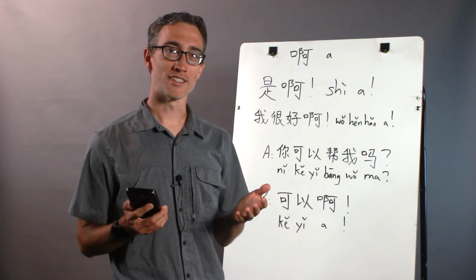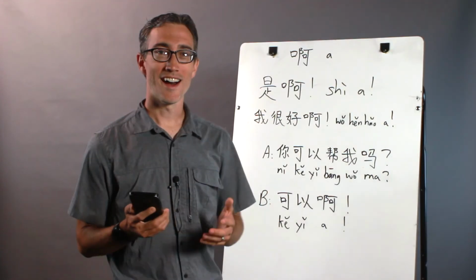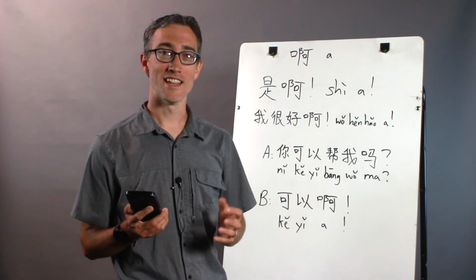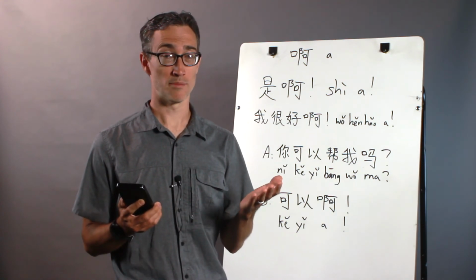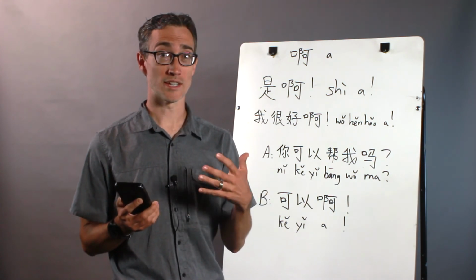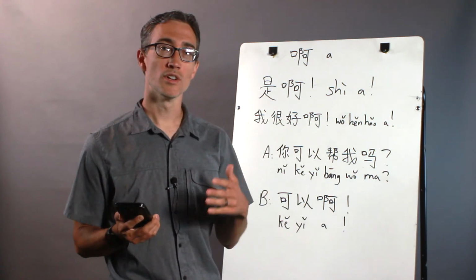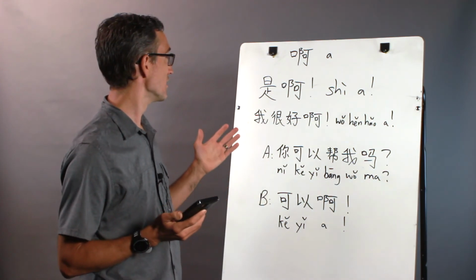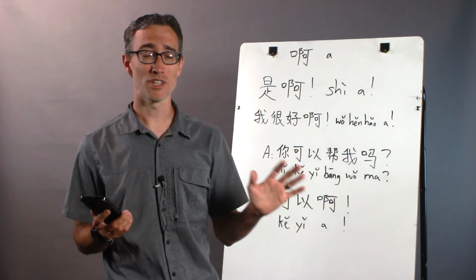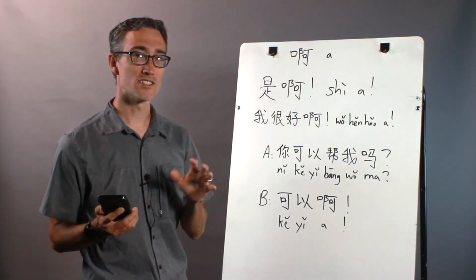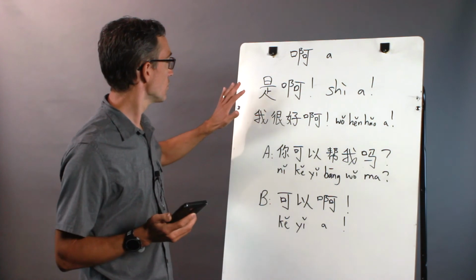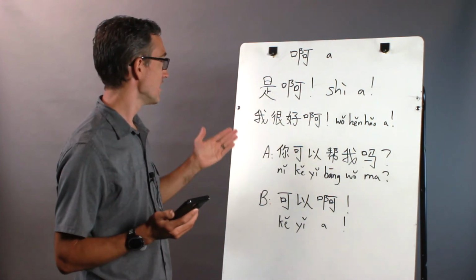The next particle I'd like to teach you is a. A is tacked on at the end of phrases, and it's basically a verbal exclamation point. It adds urgency or excitement or exclamation emphasis to a phrase. And so it's ubiquitous in Chinese. You'll hear it all the time. It's like la, it's all over the place. So here's a couple of examples.